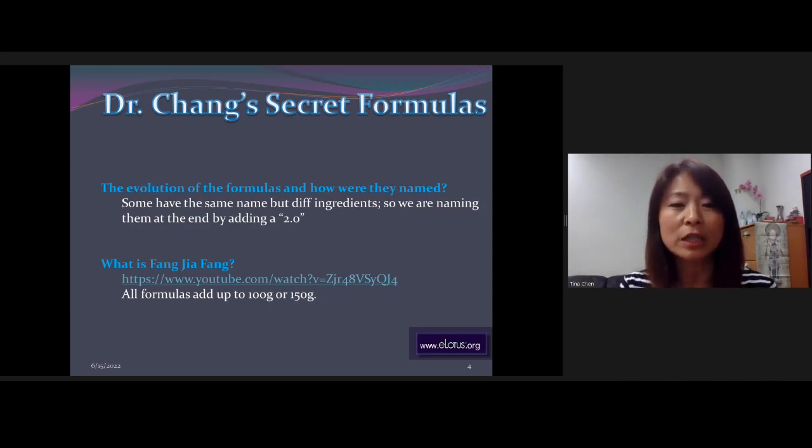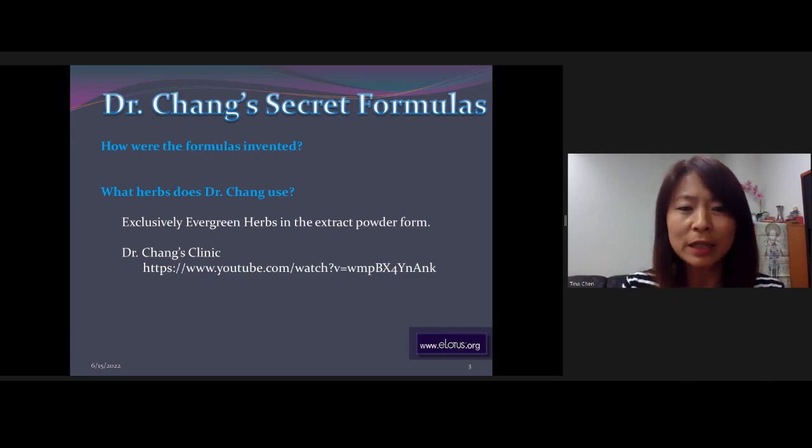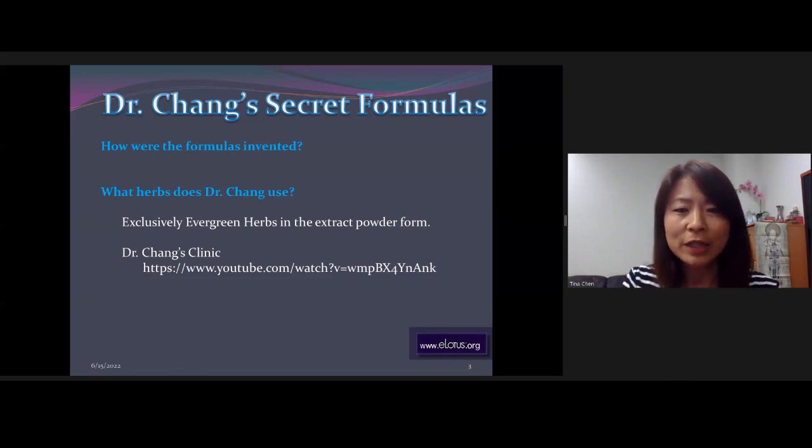So you're free to choose whatever type of format is most suitable for your patients. Most of Dr. Chang's patients are Chinese, Hispanic, and American. So he just gives them the powder in either 100 grams or 150 grams format. Okay, so I put down the link for you to take a look at Dr. Chang's clinic and how it looks and how he mixes formula. So you can take a look at that. Okay, so next slide, please.